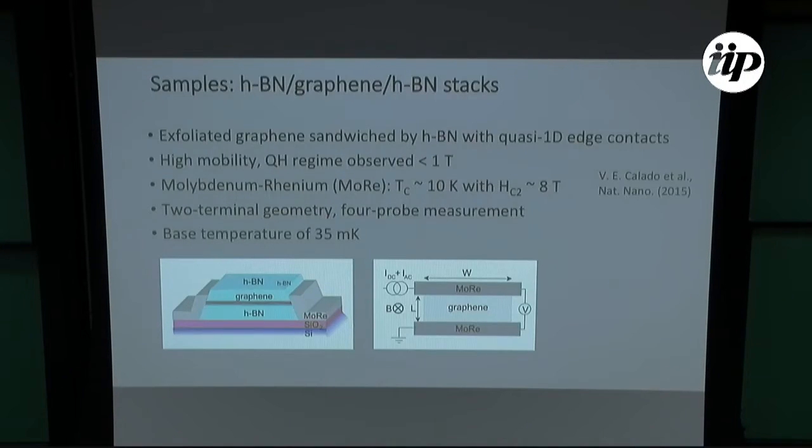But right now, let me start by introducing our samples. They are made from exfoliated graphene sandwiched in boron nitride coating. Very clean ballistic sample. And contacts, edge contacts made by etching the edge of the stack.